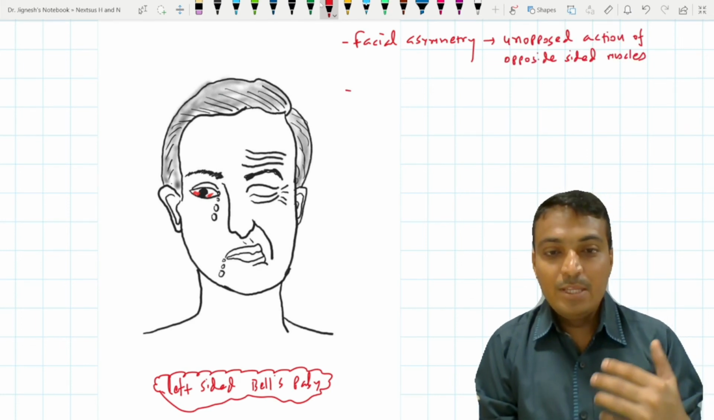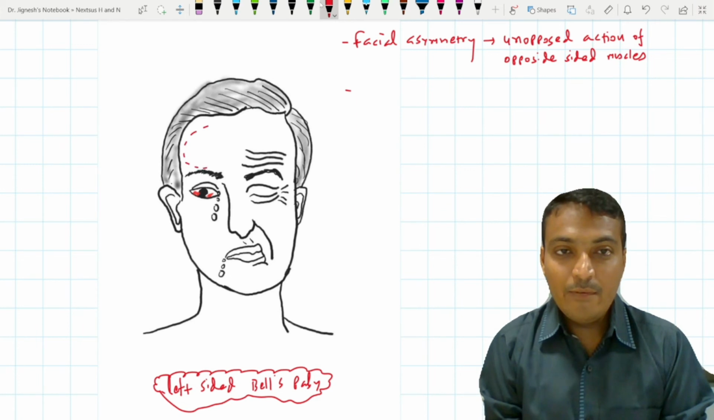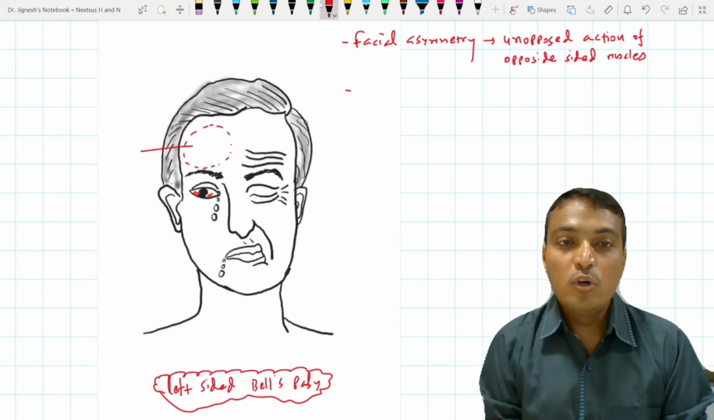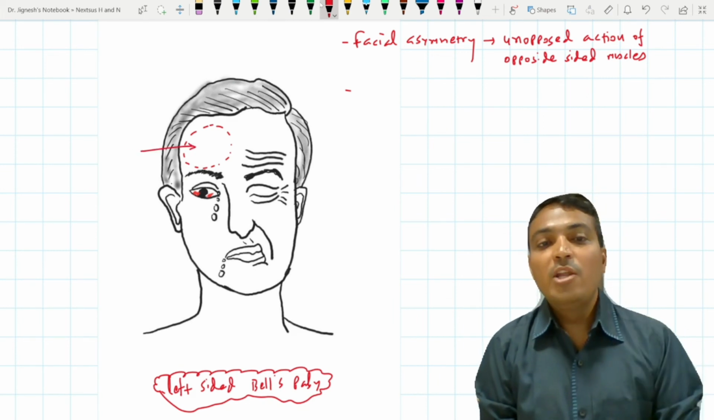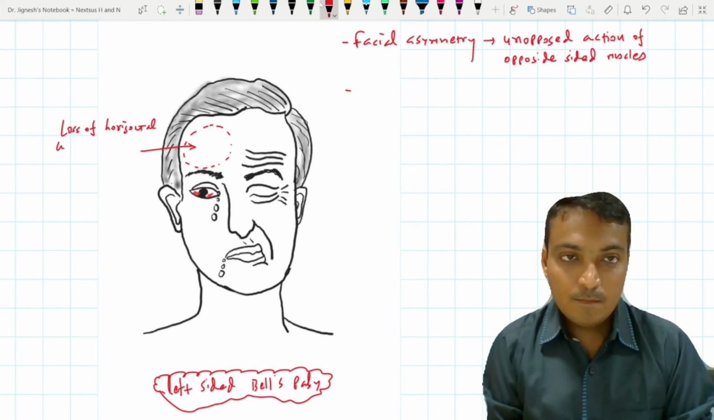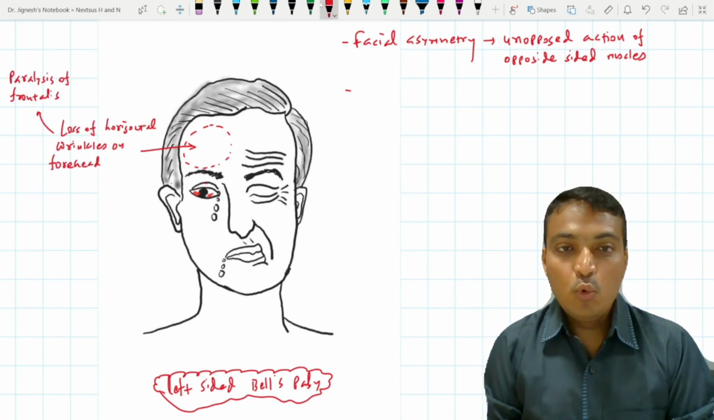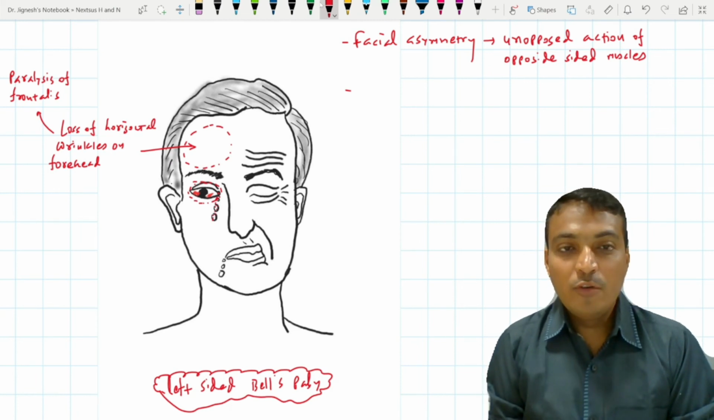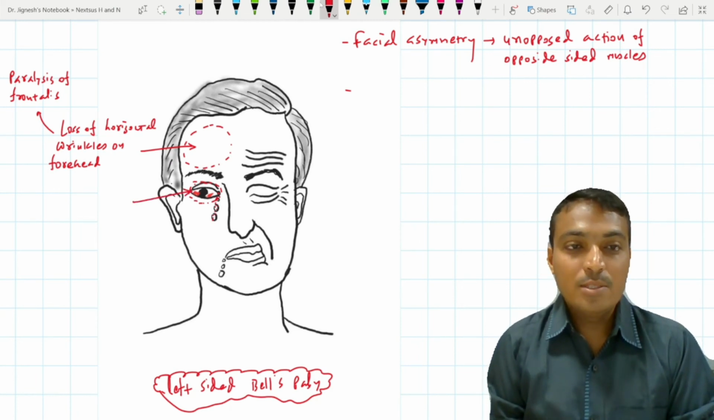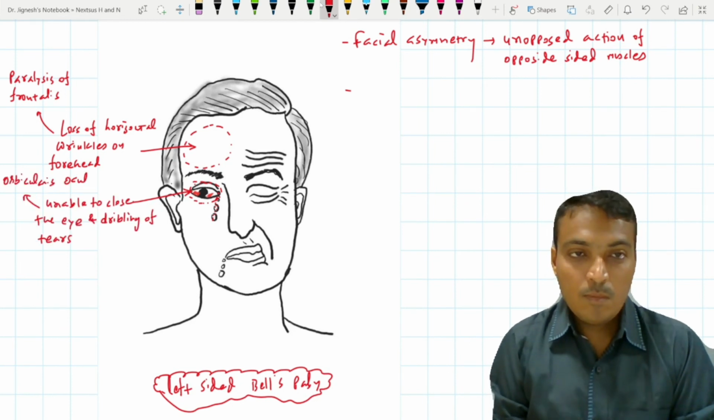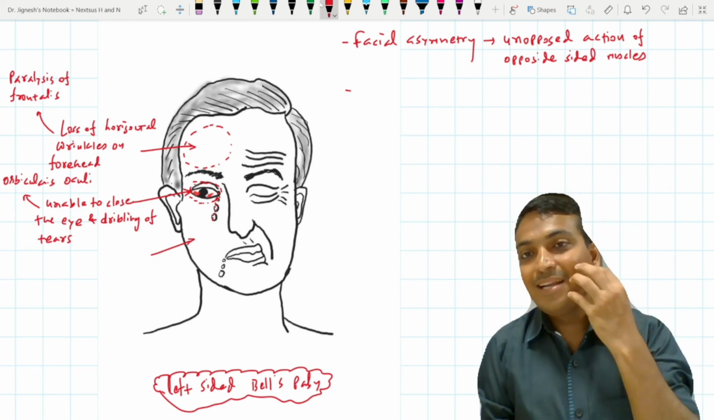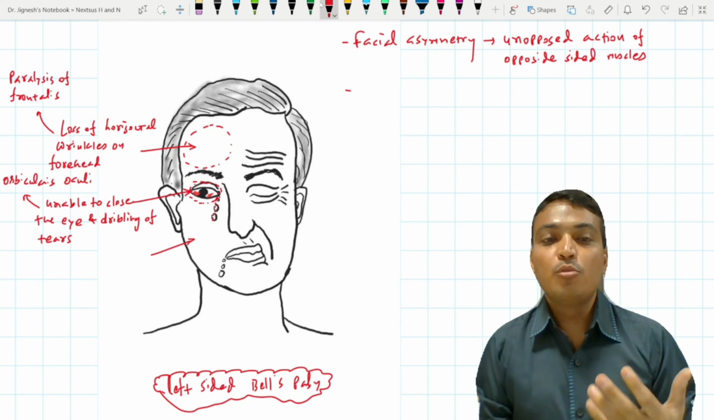In a patient with Bell's palsy, there is loss of the horizontal wrinkles over the forehead on the affected side, and that is because of paralysis of the frontal belly of the occipitofrontalis muscle. The patient is unable to close the palpebral fissure, and along with that the tears flow down from the eyes, and that is because of paralysis of the orbicularis oculi muscle. The patient is unable to blow the cheek, and food may accumulate inside the vestibule of the mouth, and that is because of paralysis of the buccinator muscle.